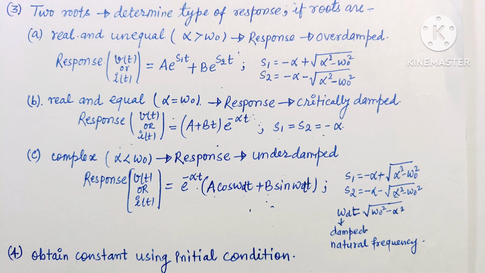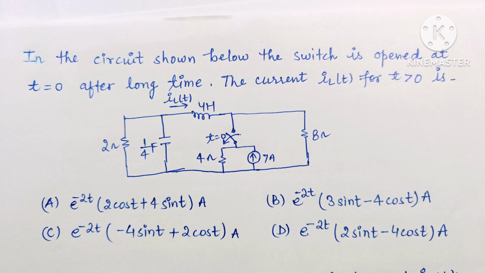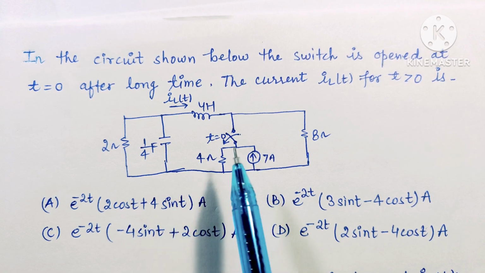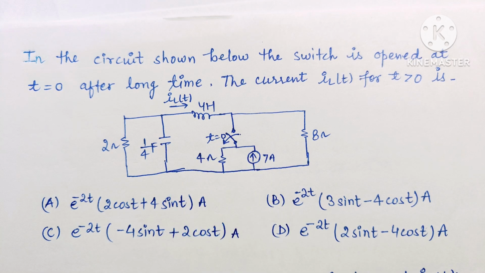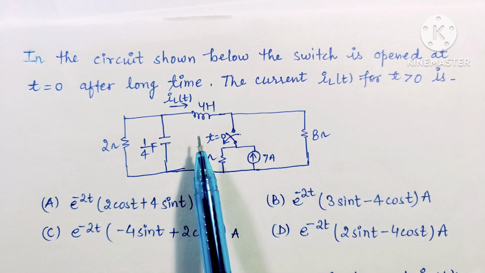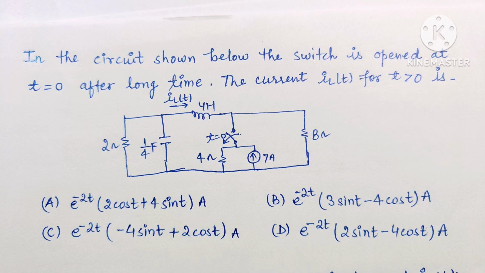So let us understand it by solving a question and try to understand how we can approach to solve these questions. Here is the question given to us. In this question it is said that the switch is opened at t equal to 0 seconds after a long time, then the current iL(t) for t greater than 0 seconds is asked. Let us see how we can approach it.